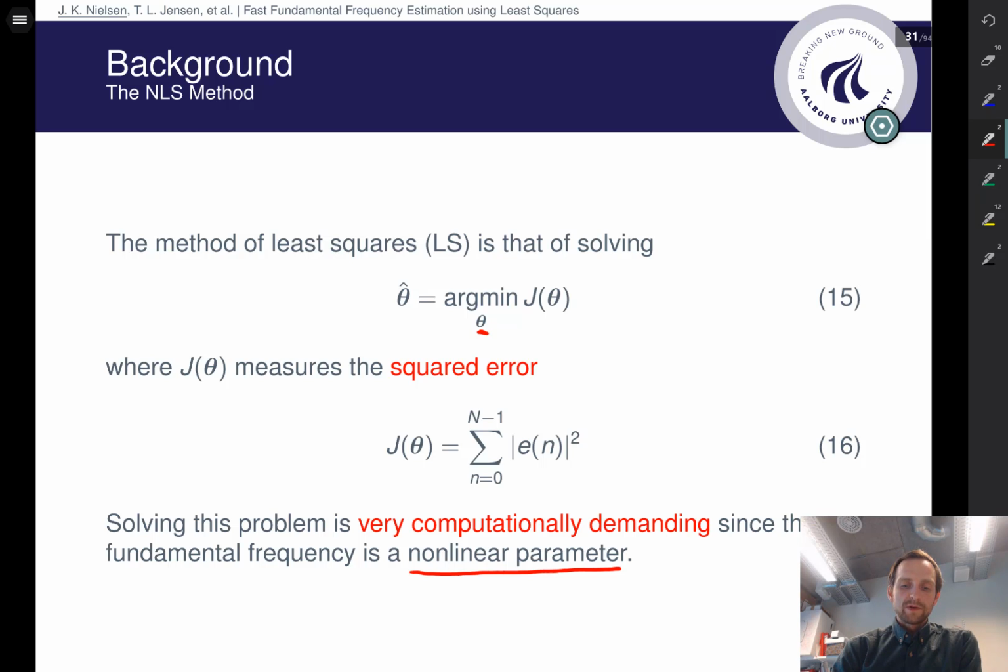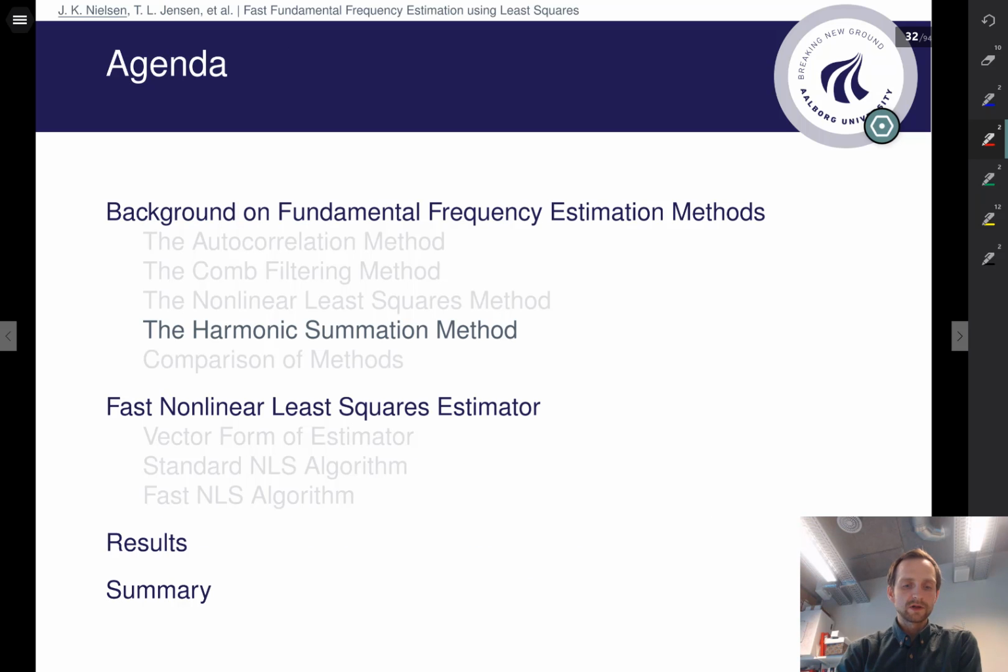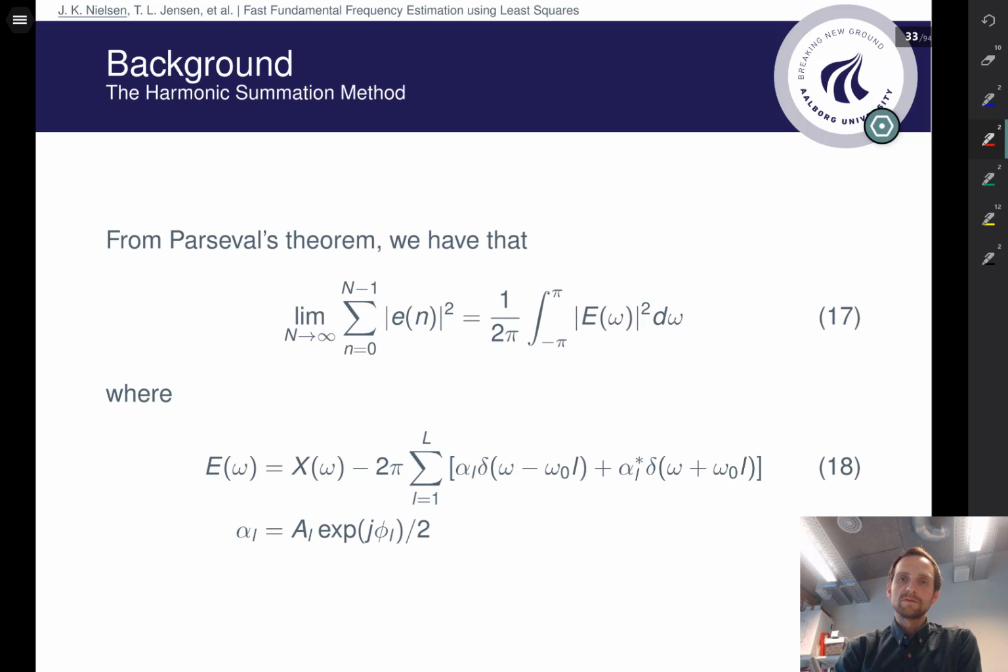So what people have done is they have often used an approximate nonlinear least squares method called harmonic summation, and this is what we are going to talk about now. The harmonic summation method is actually a quite old method, and originally it was not based on least squares, but it can be interpreted as an approximate nonlinear least squares estimator.